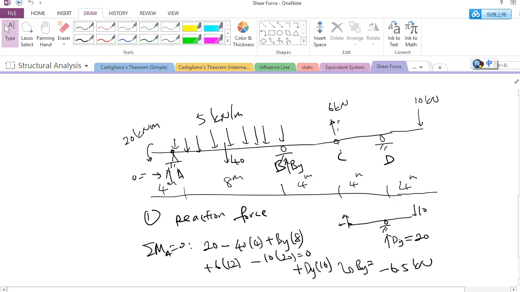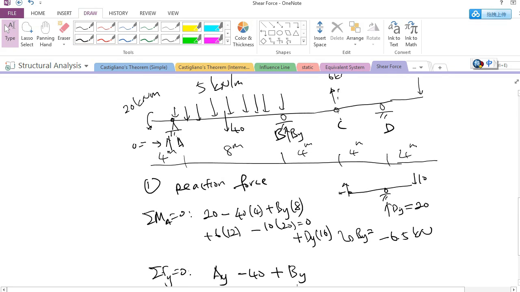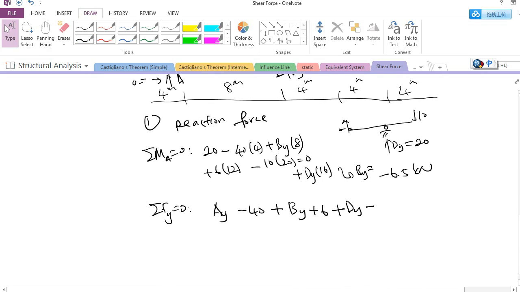Alright, so the answer is correct. So how about AY? AY is pretty simple. From summation Fy equal to 0, AY minus 40 plus BY plus 6 kilonewton, and then plus DY, and then minus 10 is equal to 0.